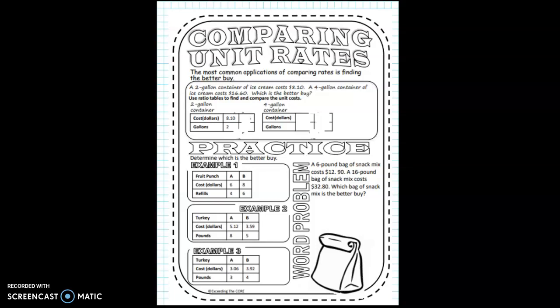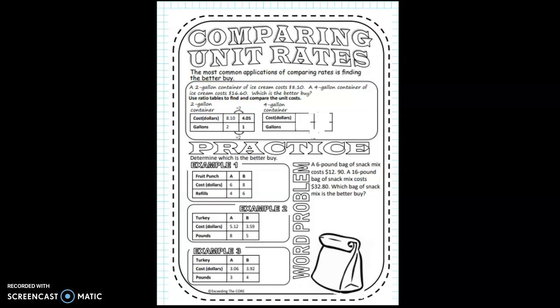To do this, we divide 2 by 2 to get 1. We do the same thing to the $8.10, dividing by 2 to get $4.05. The 2-gallon container costs $4.05 per gallon.